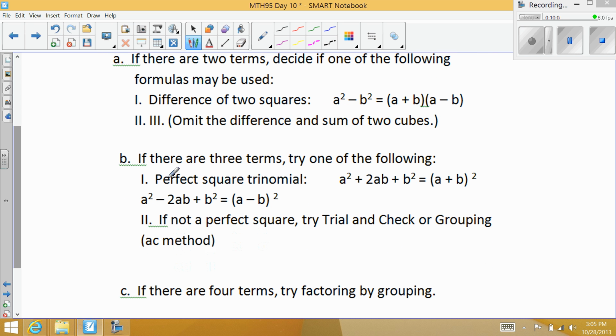Then there's our usual case. If there are three terms, if we're factoring a trinomial, try one of the following. We've got the two formulas, the perfect square trinomial, a squared plus 2ab plus b squared, and a squared subtract 2ab plus b squared. But if it's not a perfect square, you either do the trial and check method or the grouping method.